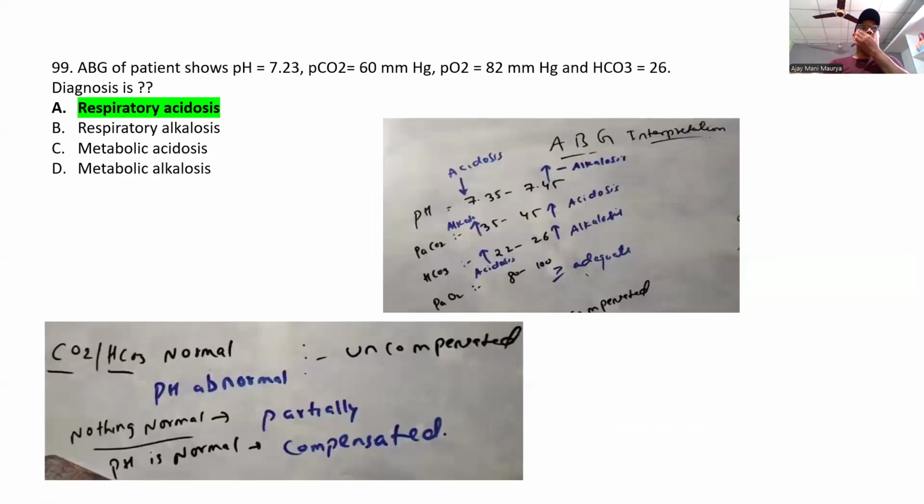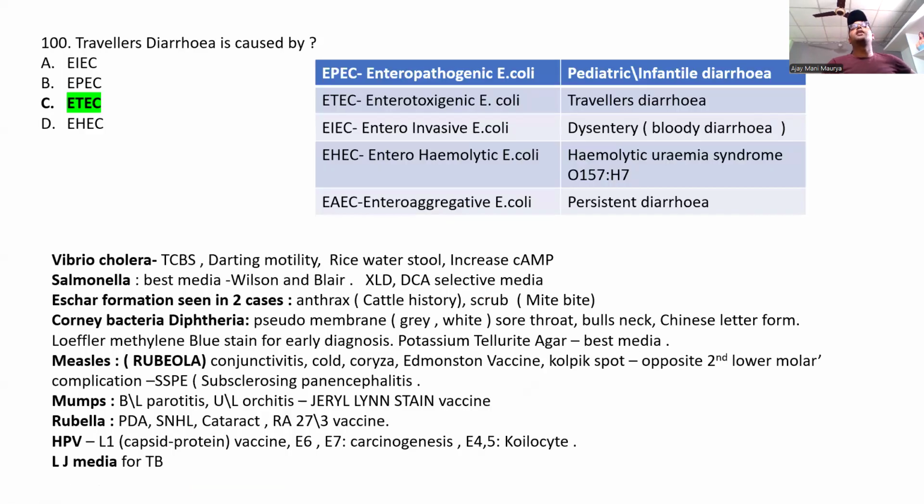Also, guys, the ABG of the patient, I think everyone knows about this one. This is going to respiratory acidosis. Please remember this: the pH is 7.35 to 7.45 normal, the CO2 is 35 to 45, the bicarbonate is 22 to 26, and the O2 is 80 to 100. If the pH is less than 7.35, it is acidosis, otherwise alkalosis. Please follow this one. Last 5 questions.